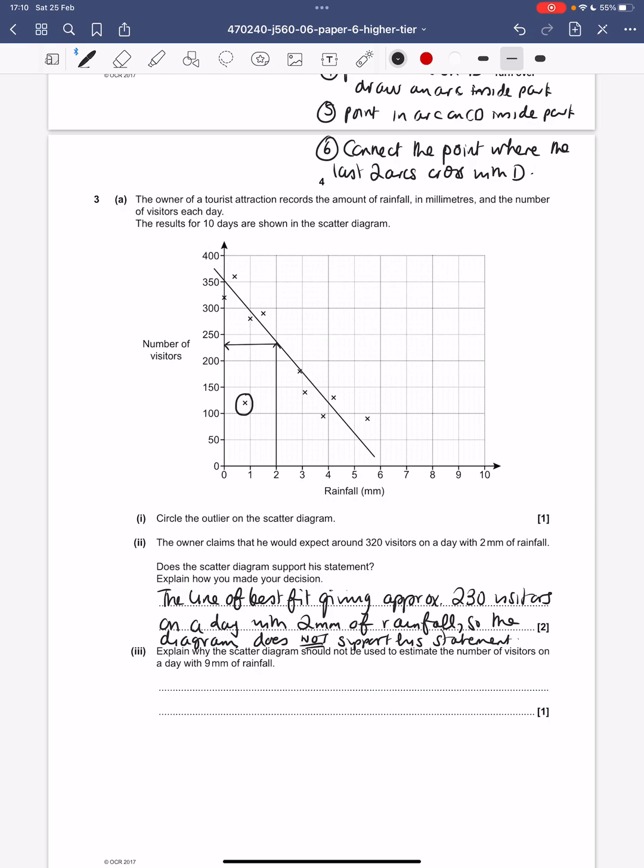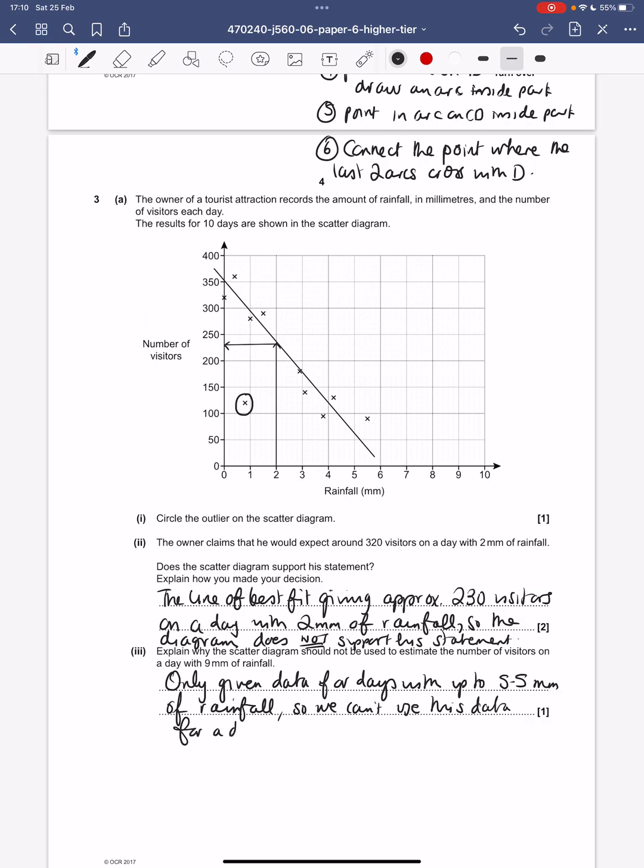Okay, so explain why the scatter diagram should not be used to estimate the number of visitors on a day with 9 millimetres of rainfall. You can say we're only given data for days with up to 5.5 millimetres of rainfall, so we can't use this data for a day with 9 millimetres of rainfall.